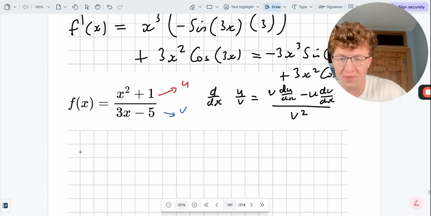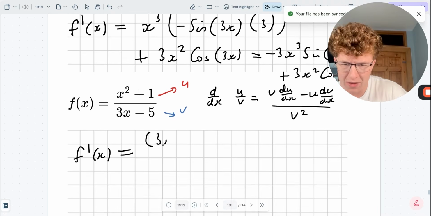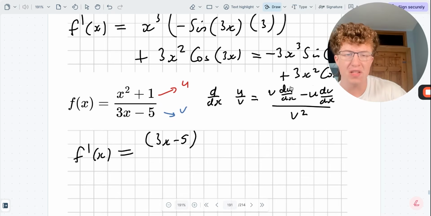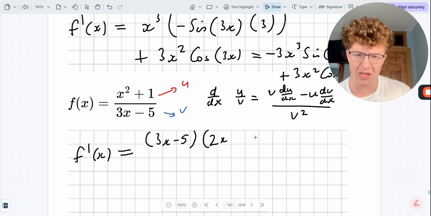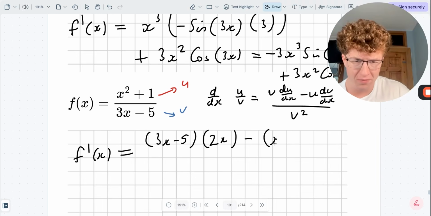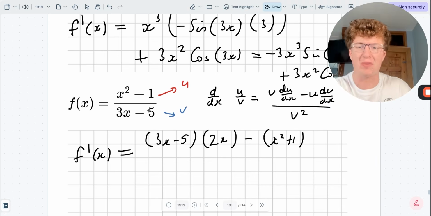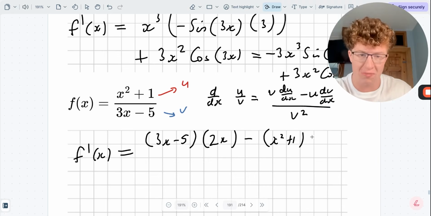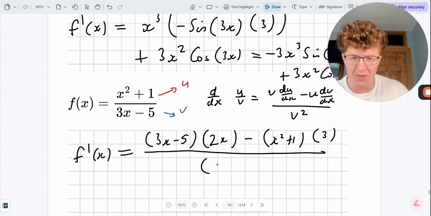So what's v? So I'm going to say f prime of x. V is just what's on the bottom. So it's going to be 3x minus 5 times du dx. So the derivative of u up here. So that's going to be 2x. And then the 1, when we differentiate it, is just going to become 0. So that's the first part. Then minus u. U is just x squared plus 1. dv dx. So we're differentiating the bottom guy now by x. So that's just going to be 3 because the minus 5 goes away. All divided by v squared. Just 3x minus 5 all squared.